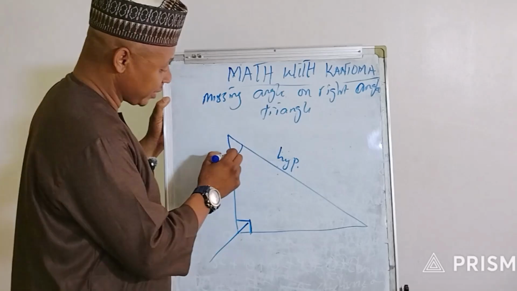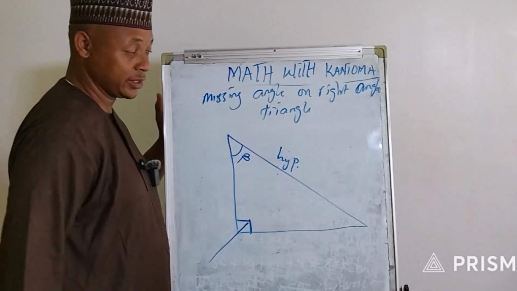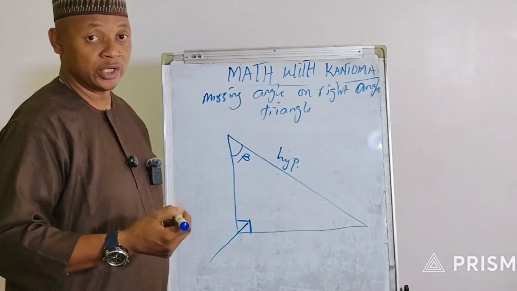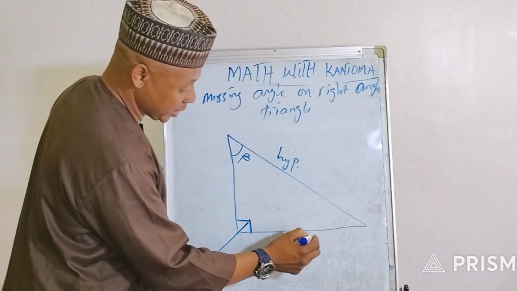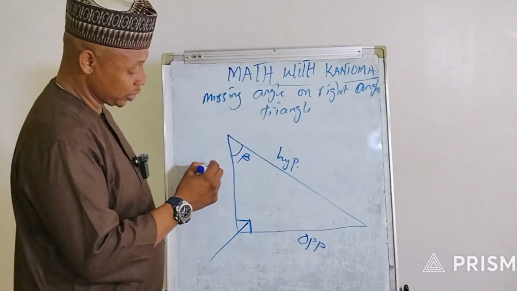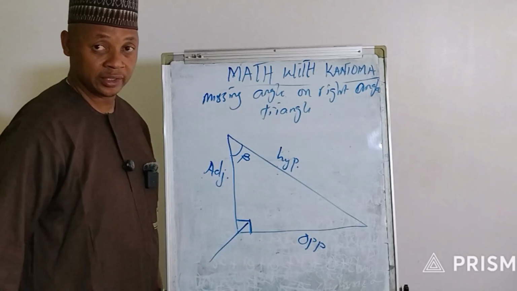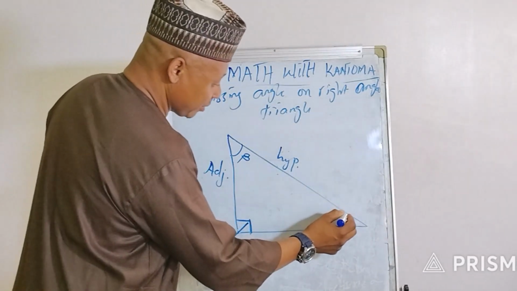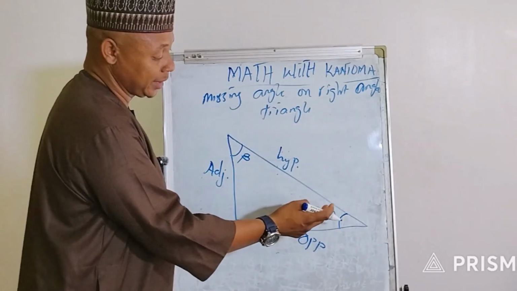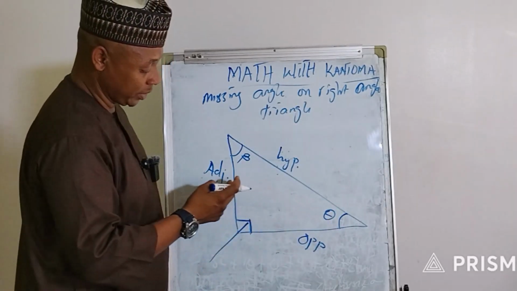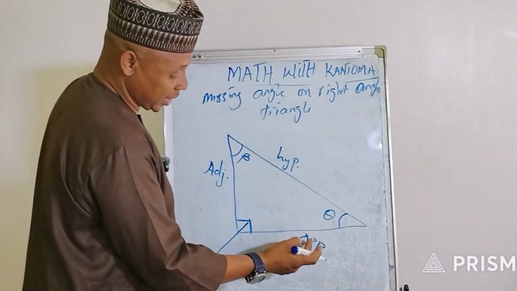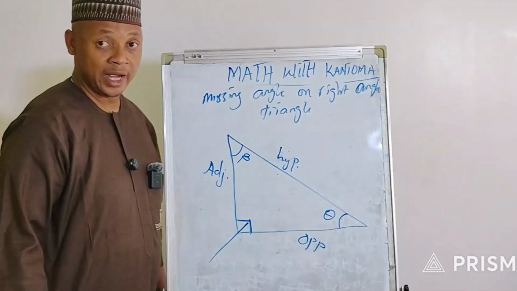Then, considering the angle of inclination, if this is my angle of inclination, say beta, then the line that is opposite to this angle is called my opposite. So here is my opposite to angle beta. Then the other line is always our adjacent. But if the angle of inclination is theta, here, then the line opposite to this angle will now be this line, and it will be called the opposite. And again, the other line will now be called the adjacent.